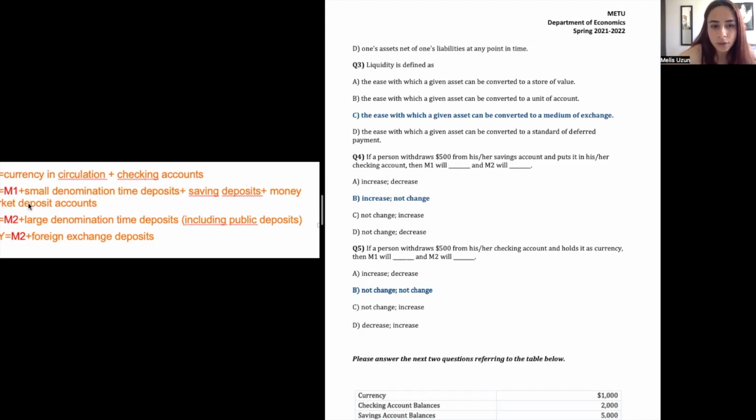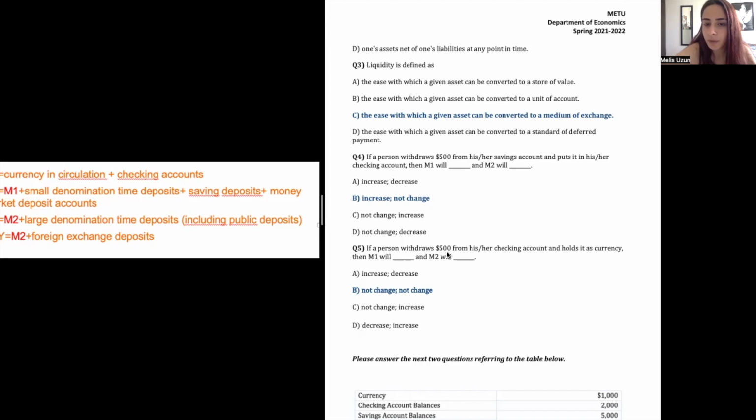So M2 is equal to M1 plus small denomination time deposits plus savings deposits plus money market deposit accounts. This person withdraws this money from savings deposits and puts it in checking accounts. M2 consists of both savings accounts and checking accounts. So the money is withdrawn from one of them and put into the other one. So M2 doesn't change because it consists of both accounts.